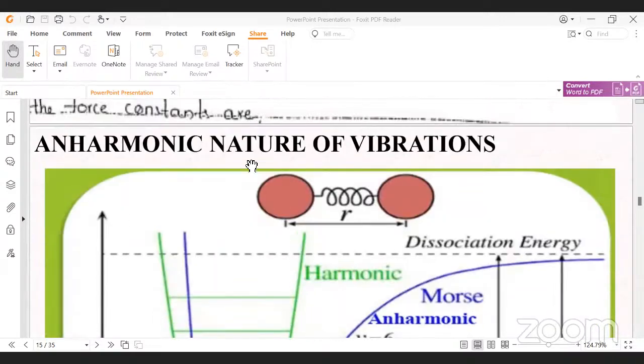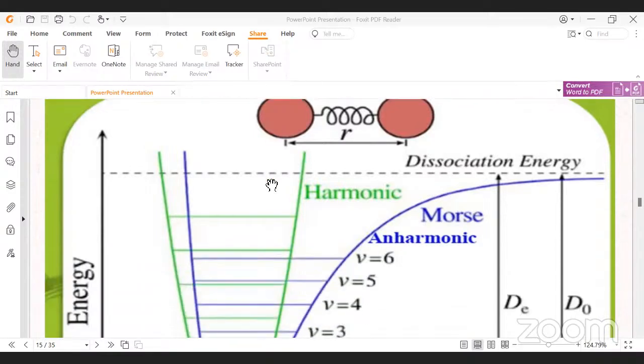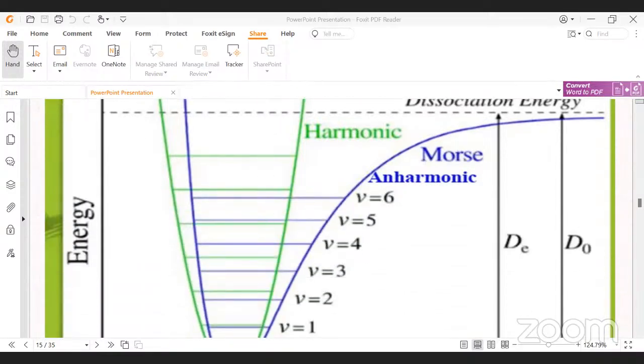And this is anharmonic oscillation. We have two types of oscillations. One is harmonic oscillation, another one is anharmonic oscillation. Look at here.